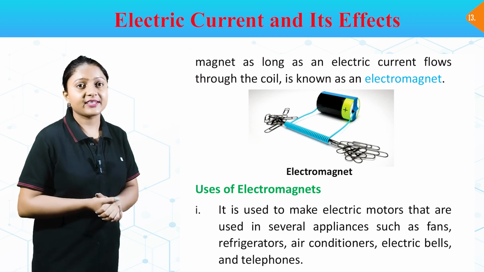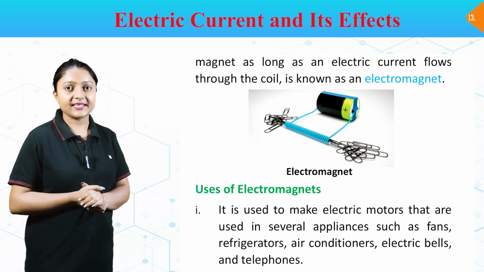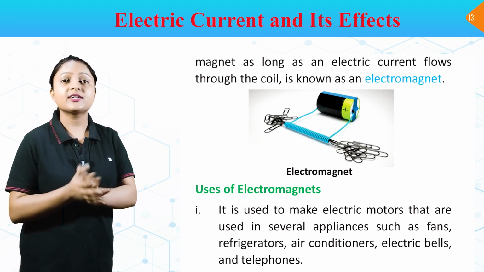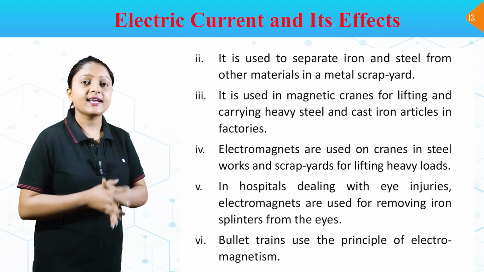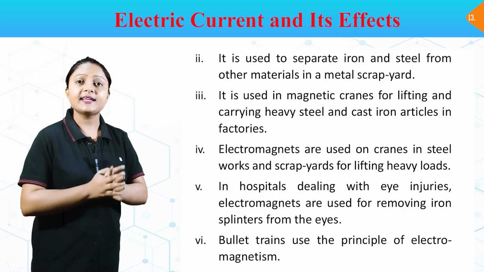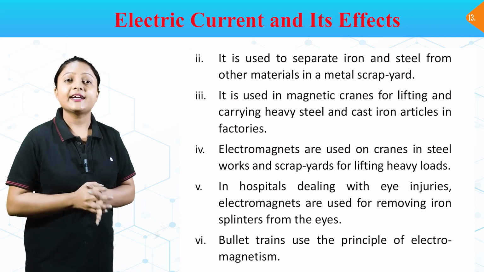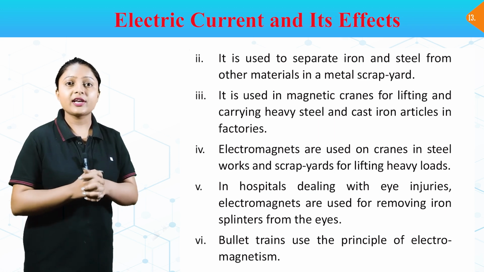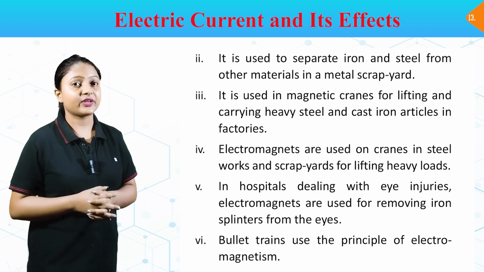Uses of electromagnets. First, it is used to make electric motors that are used in several appliances such as fans, refrigerators, air conditioners, electric bells, and telephones. Second, it is used to separate iron and steel from other materials in a metal scrap yard. Third, it is used in magnetic cranes for lifting and carrying heavy steel and cast iron articles in factories.